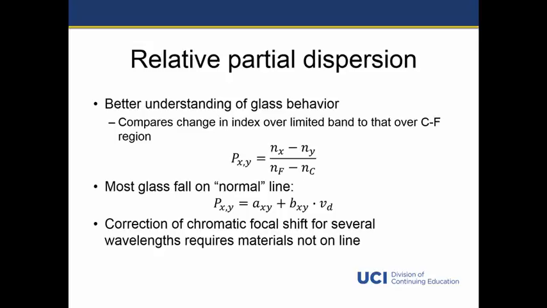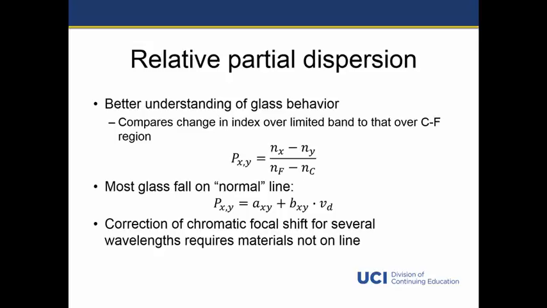So when we talk about X and Y here, I'm talking about a particular set of wavelengths whose range is typically less than that between 486 and 656. Now, where does this come into play? Well, most optical materials, when plotted in terms of index and Abbe number, fall very close to a line. And looking at the definition of a line as y equals mx plus b, we can define this relative partial dispersion as a function of the Abbe number and the slope of a line.